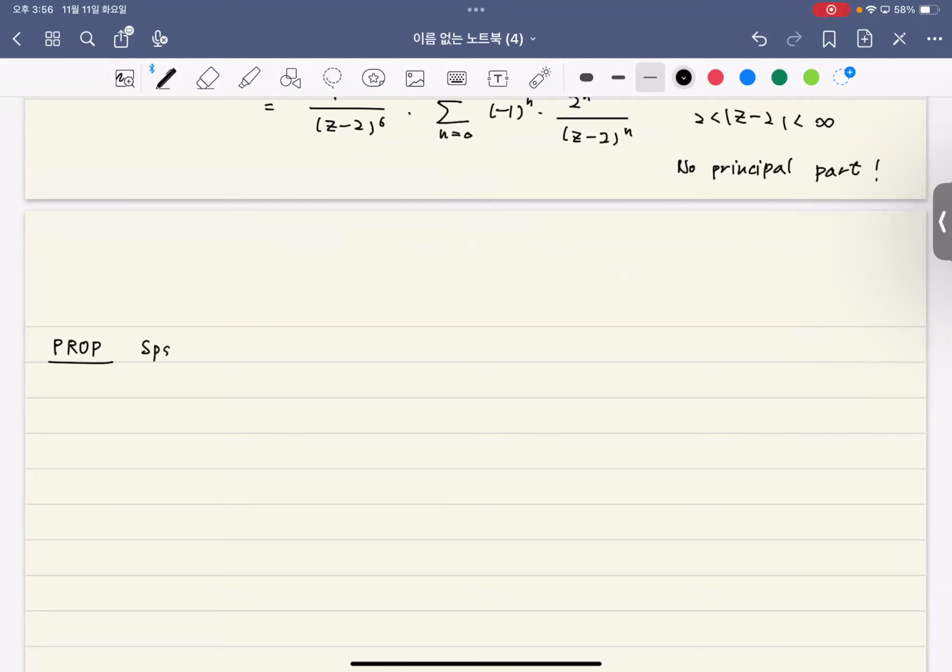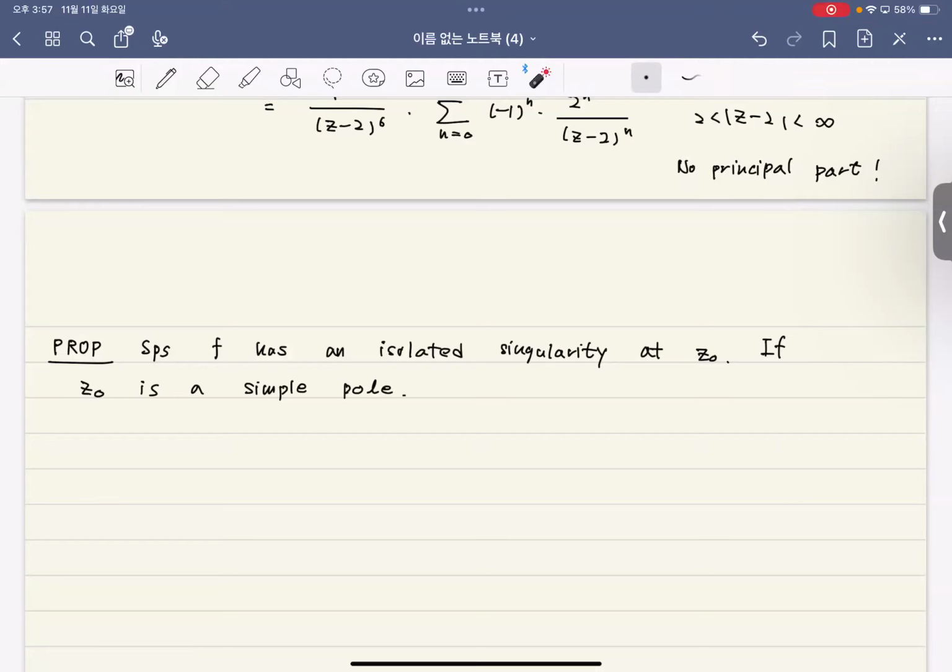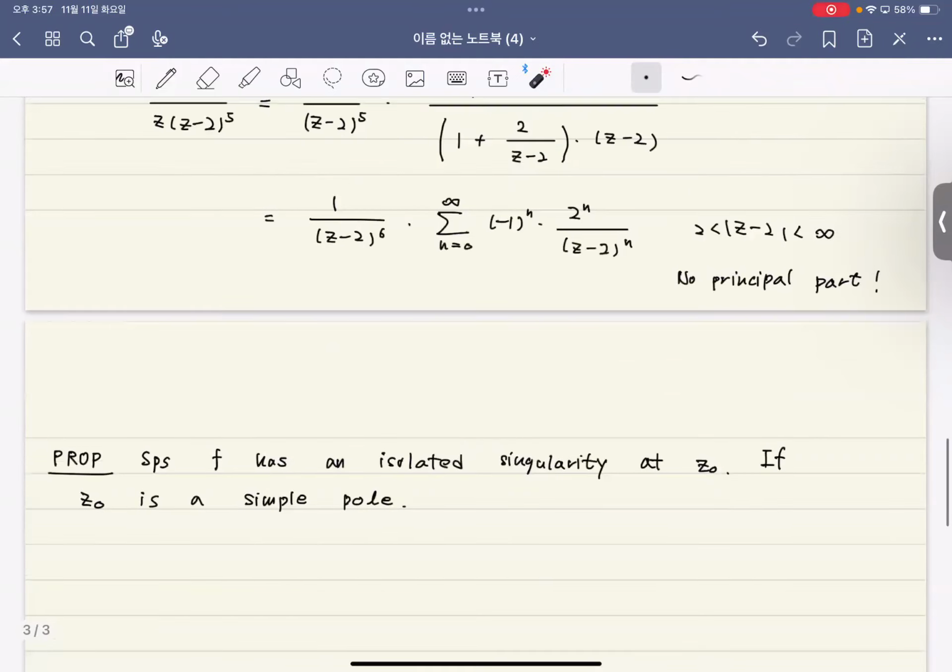Suppose f has an isolated singularity at this point. If z0 is a simple pole, do you remember the definition of the simple pole? Speaking of poles, good.